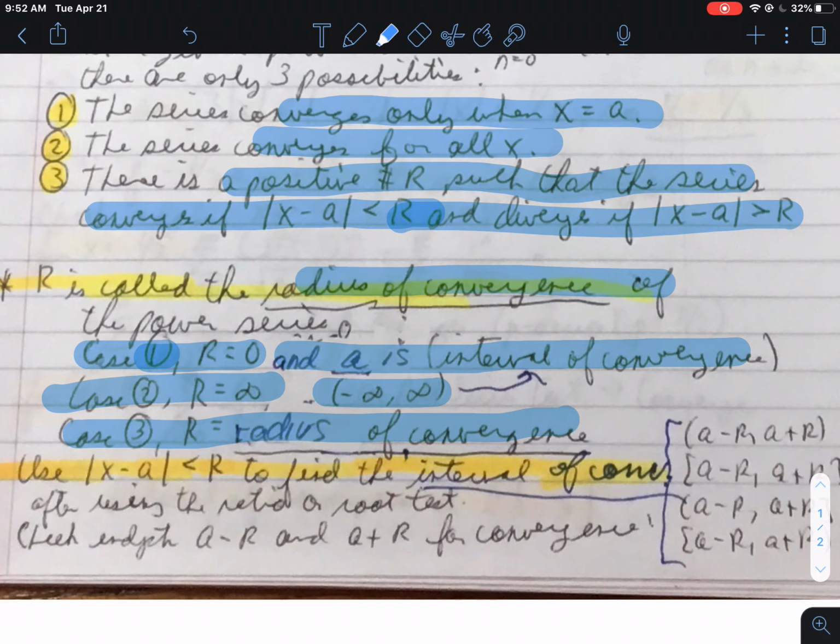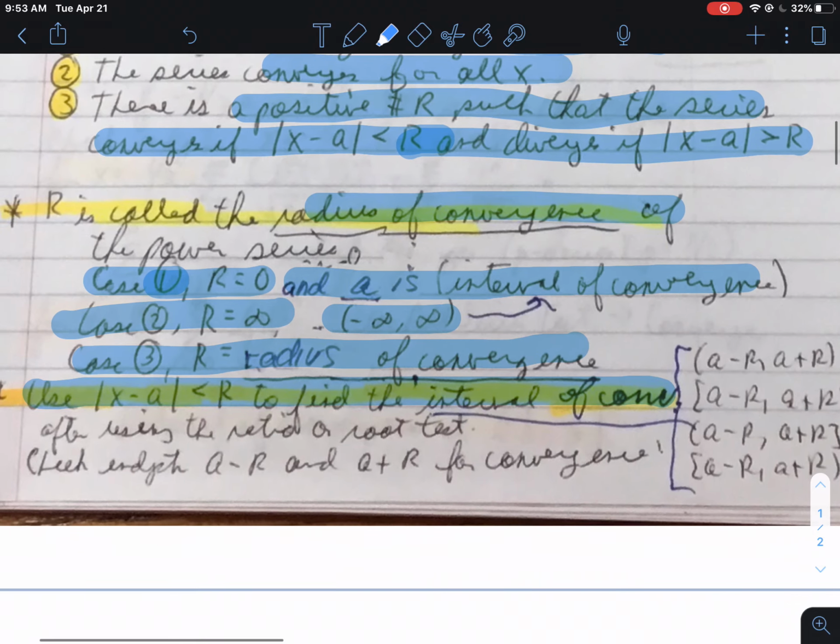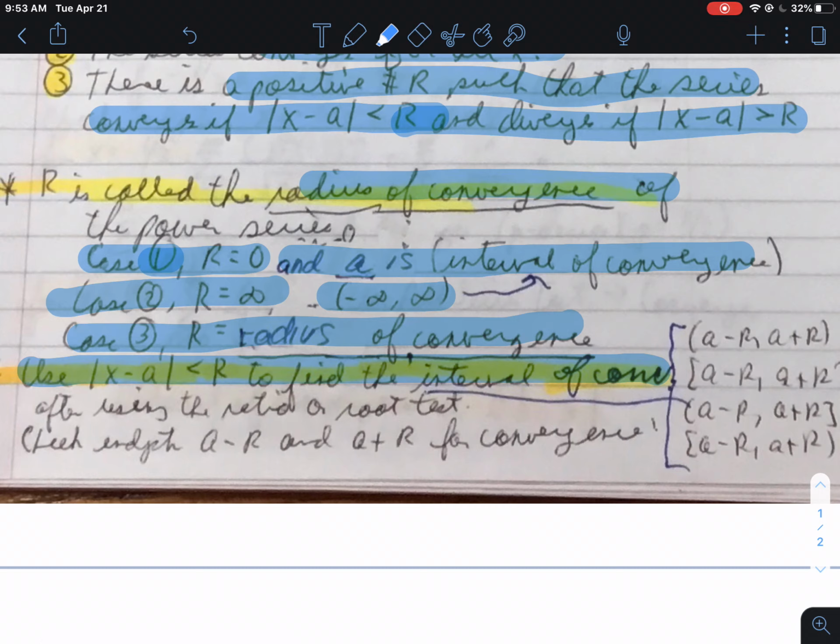Now, to determine that interval of convergence in case 3 especially, that's where we took our absolute value of x minus a less than r, once we determine what r is, to find the actual interval of convergence. And then, like we said, we could have convergence at the endpoints or not. Right? So not only do you have to determine the interval of convergence, but you may also have to check the endpoints.